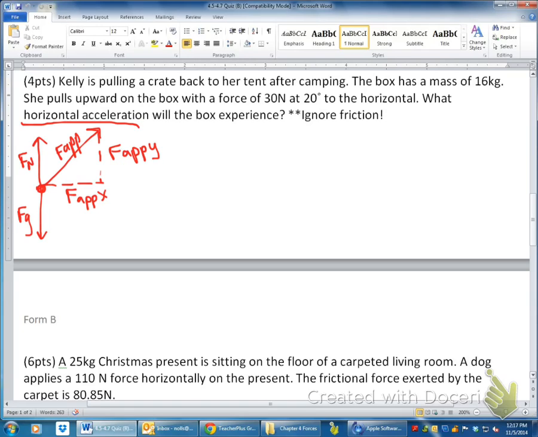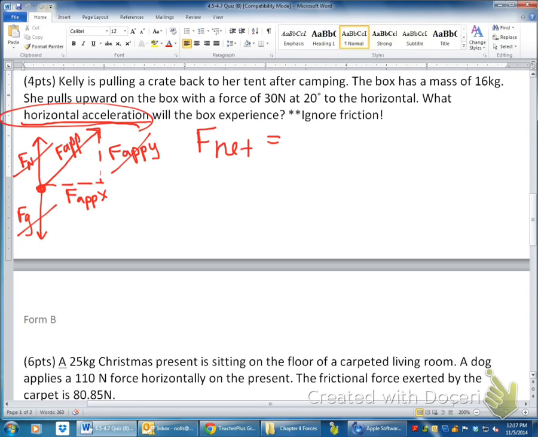But let's take a look at what the problem is actually asking. Okay, it's actually asking for horizontal acceleration. That means what type of forces are we going to be really concerned with? Just the X, just the horizontal ones. Okay, we're looking for horizontal acceleration. That means we don't care about these vertical ones at all. We don't care.